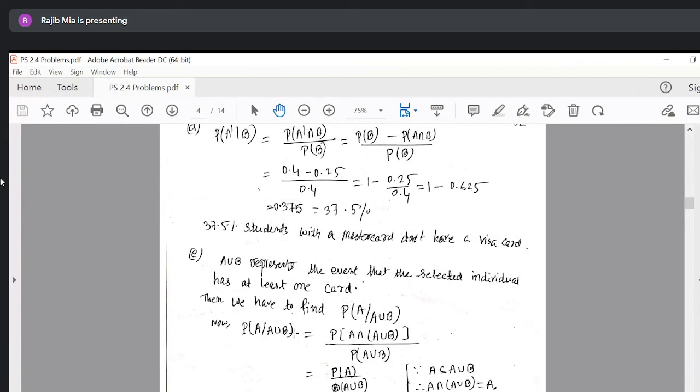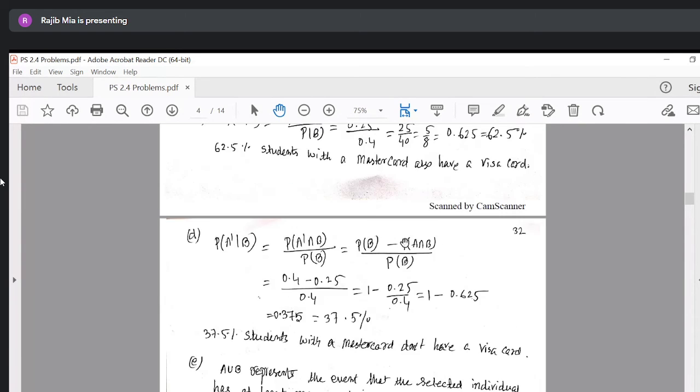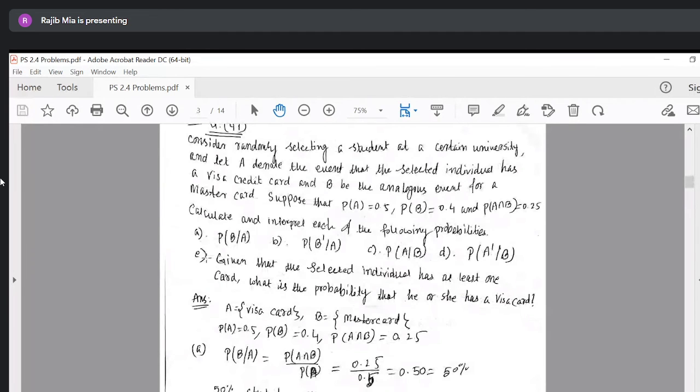Now you have to identify what is given and what you have to find, what event has already happened. For this question, this is part E. It is given that the selected individual has at least one card. At least one means what? A union B, for two events A and B, at least one means union. If it is mentioned in the question that the selected individual has both the cards, A and B, then you have to take A intersection B.